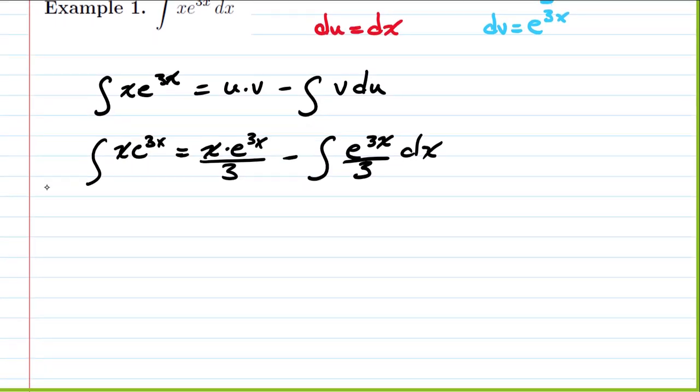So cleaning everything up a little bit, we have x e to the 3x is equal to x e to the 3x over 3.